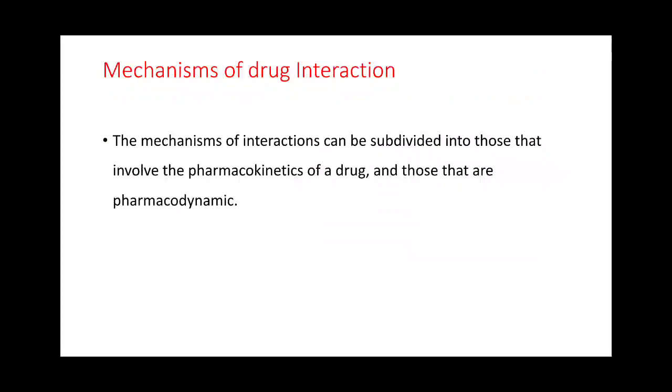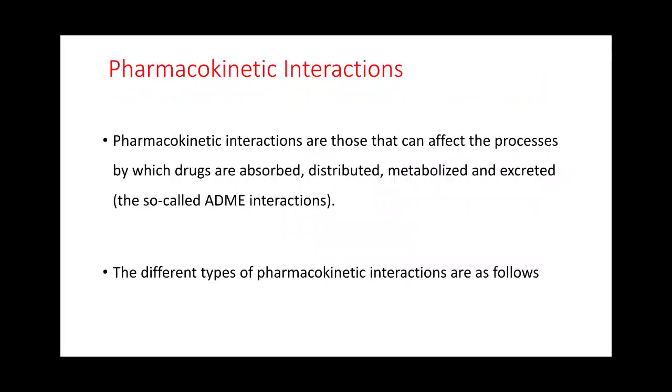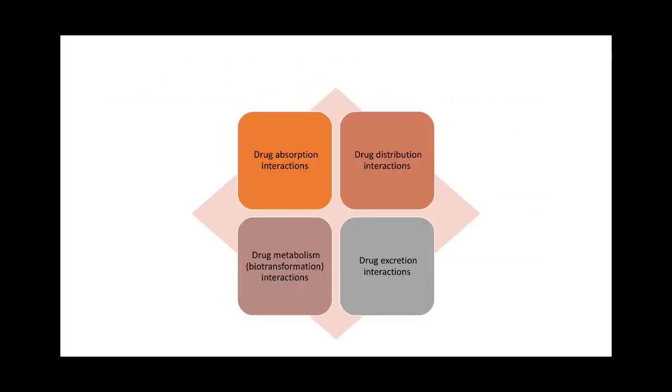Mechanism of drug interaction. The mechanism of drug interaction can be subdivided into two parts: one is pharmacokinetic and the other is pharmacodynamic. Pharmacokinetic interactions are those that can affect the process by which drugs are absorbed, distributed, metabolized, and excreted. In short, they are called ADME interactions. The different types of pharmacokinetic interactions are as follows: first, drug absorption interactions; second, drug distribution interactions; third, drug metabolism interactions; and fourth, drug excretion interactions.